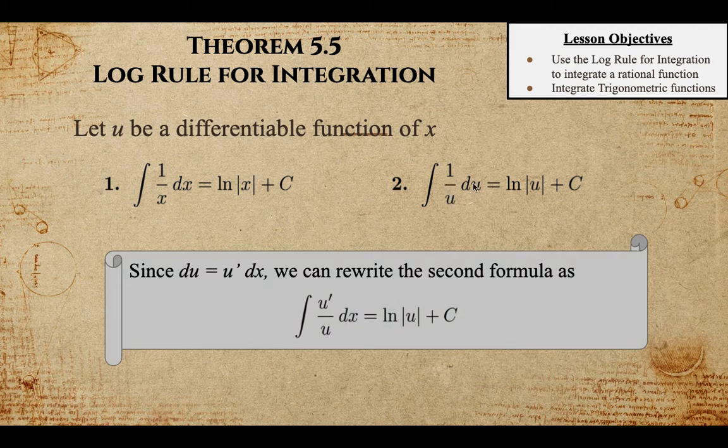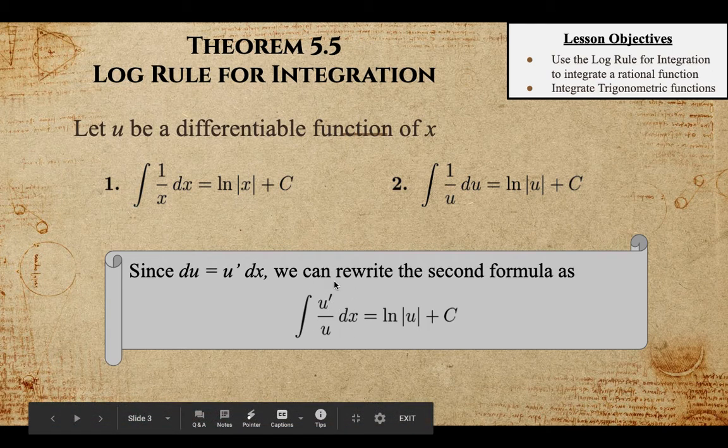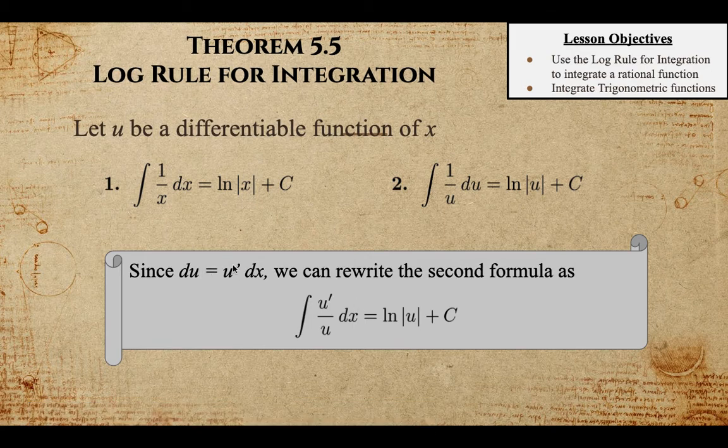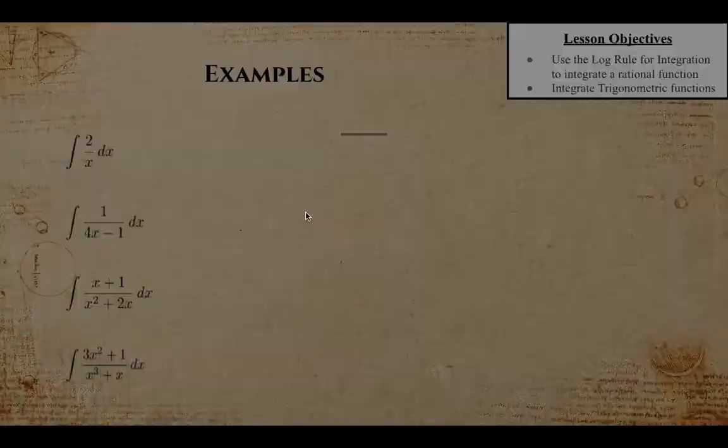And we can come along with this one, because really we're looking at that substitution, and we have u prime over u dx, and du is u prime dx, so that's why we can make that just 1 over u du. So we're really working with that substitution method when we do this.